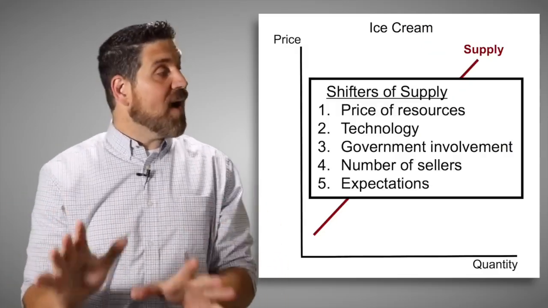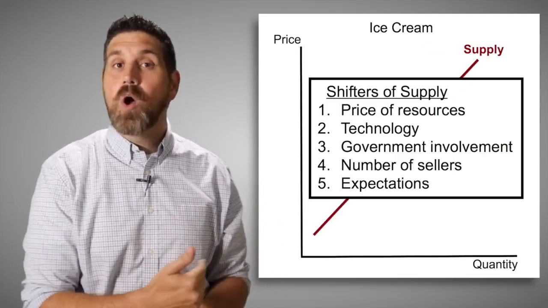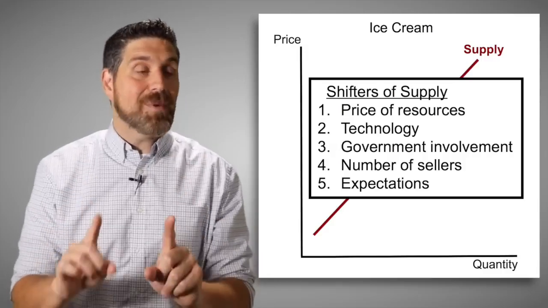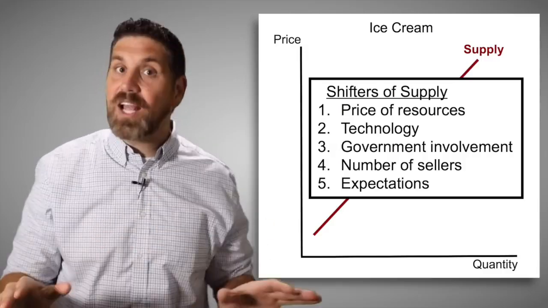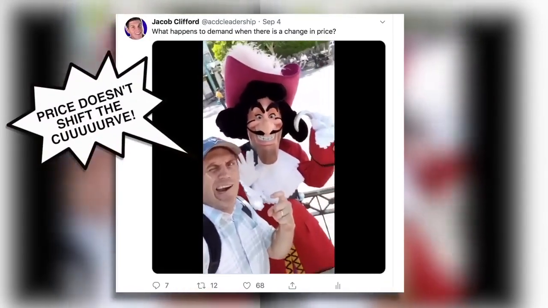Okay, there we go. Those are the 5 shifters or determinants of supply, showing you why a supply curve might shift to the right or left. But notice, the price of ice cream is not on that list because price does not shift the curve. Don't forget, price doesn't shift the curve.